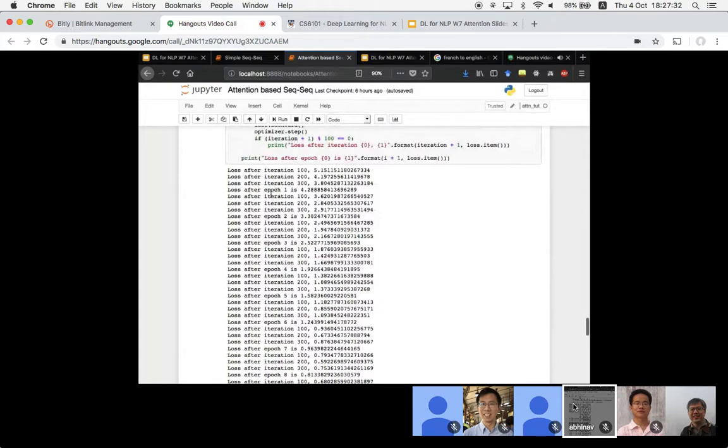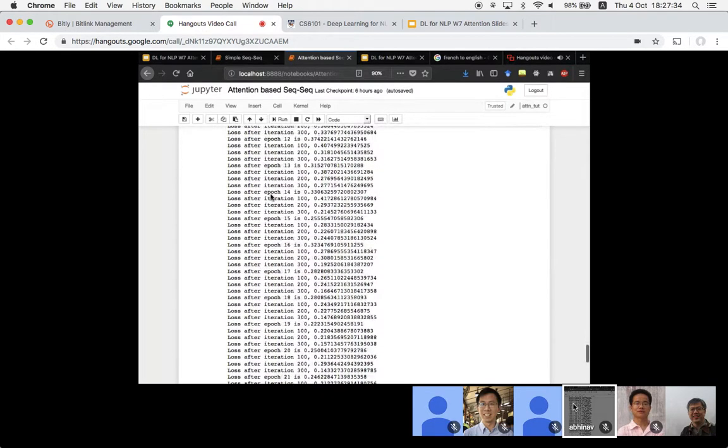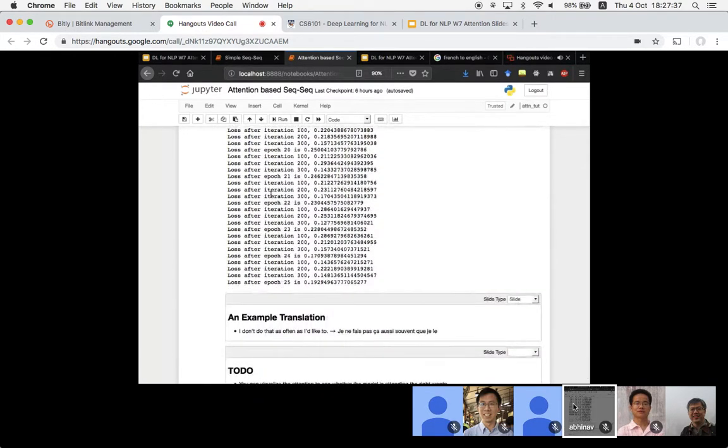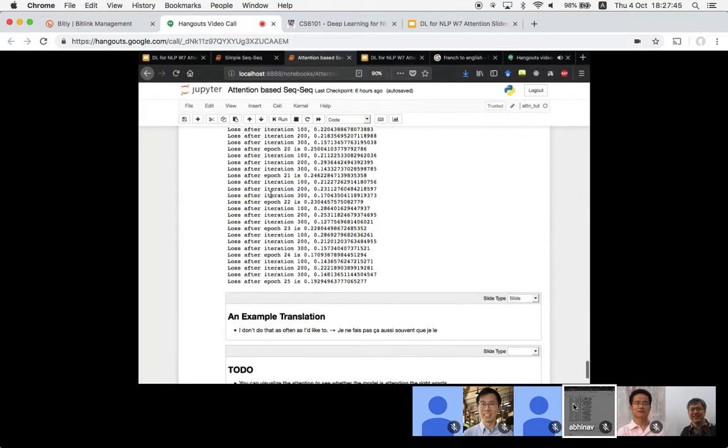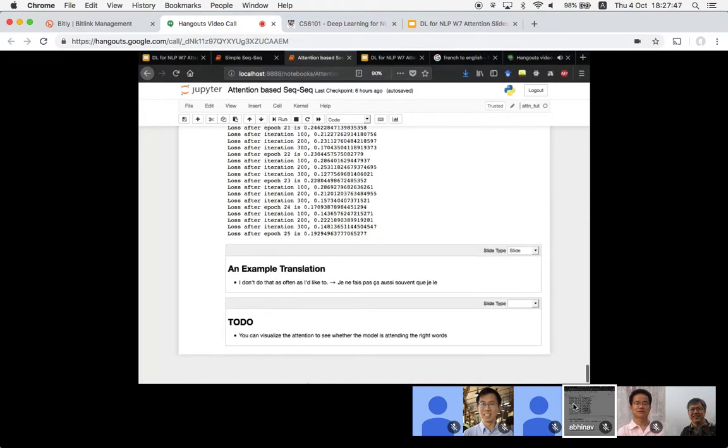Here you can see again, it reaches a better loss, I think. But again, reaching a better loss doesn't mean that the translation will work. There are many missing parts of the tutorial that you can do if you're doing a translation for it. So yeah, let's see an example translation.